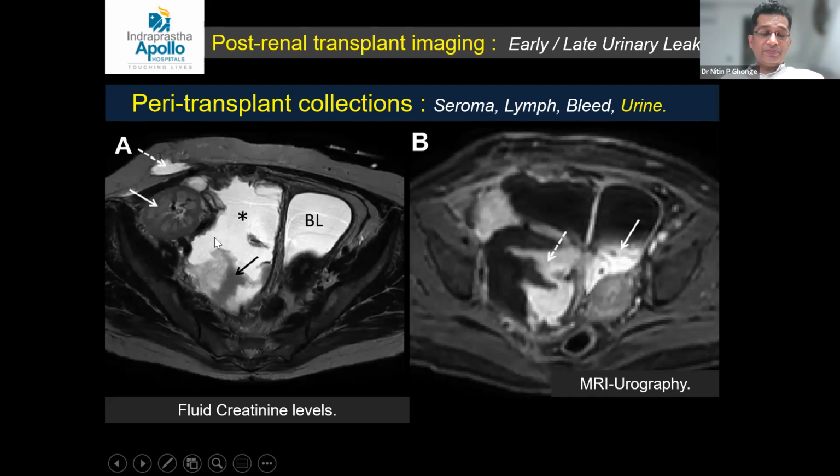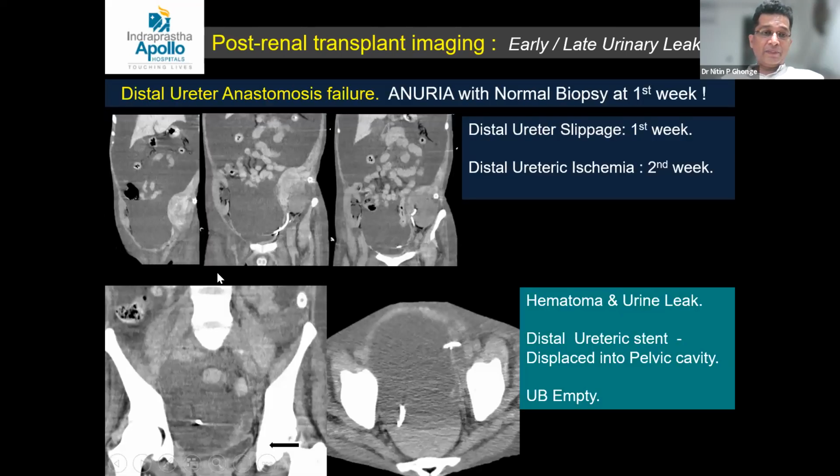As we can see in this example, this is a peri-transplant collection, and we can see the contrast is seen to extravasate in the delayed phase. So this is because of urinoma formation in this case. This is another example.